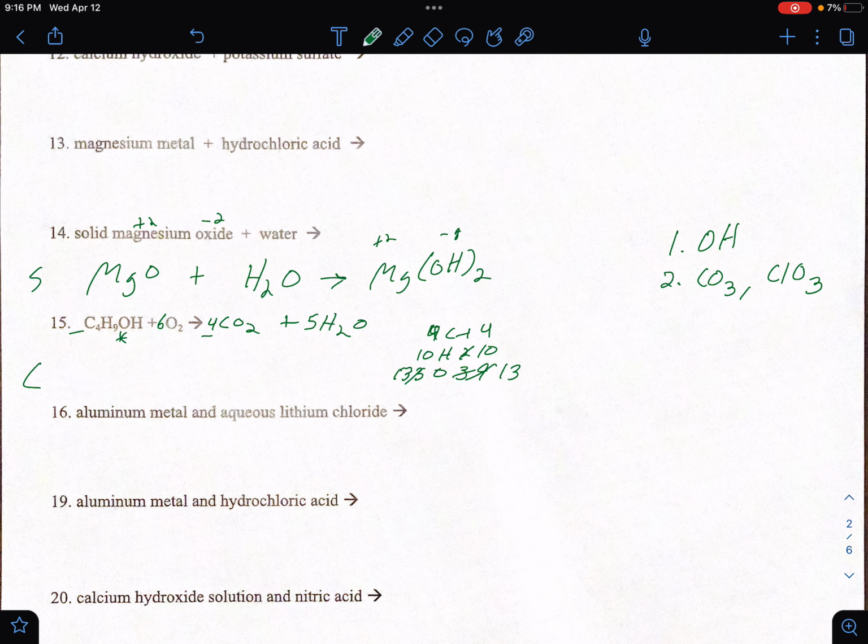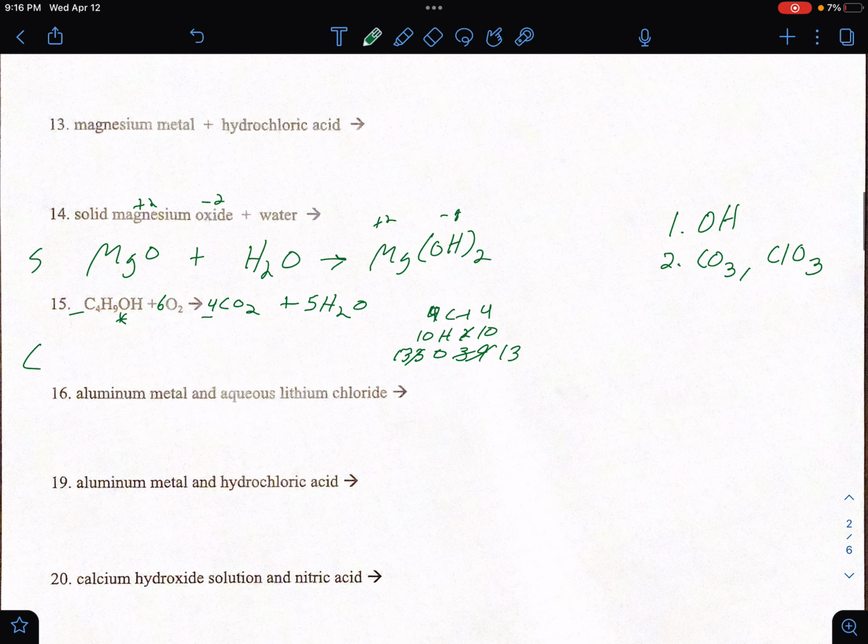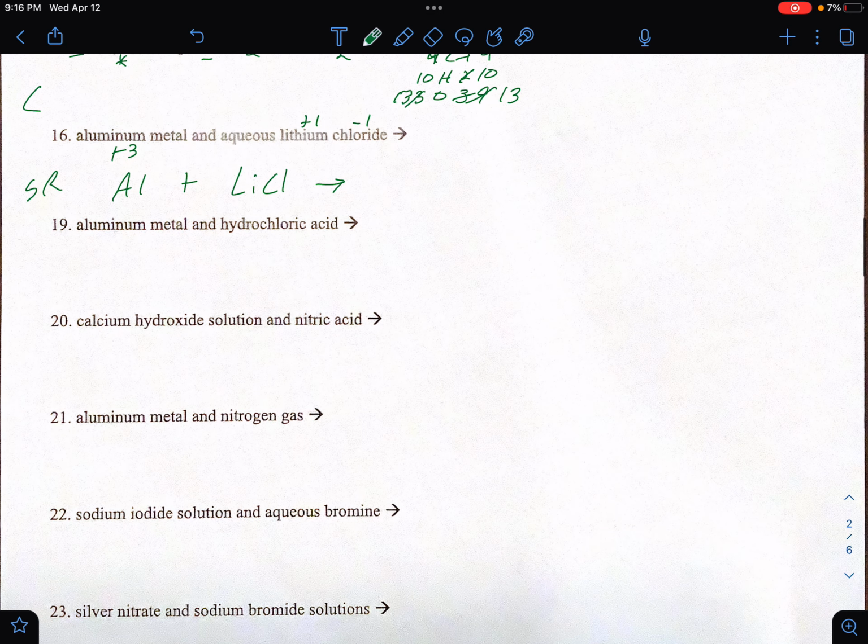All right, so let's look. The next one, I have aluminum and lithium chloride. Aluminum is a +3, and this is just aluminum, so I'm just going to put aluminum, plus lithium chloride. Lithium's a +1, chlorine's a -1, so this is just going to be LiCl. So I've got aluminum off by itself. This is going to be a single replacement. Aluminum is trying to take lithium's spot, so you got to go down your list. Is aluminum higher than lithium?